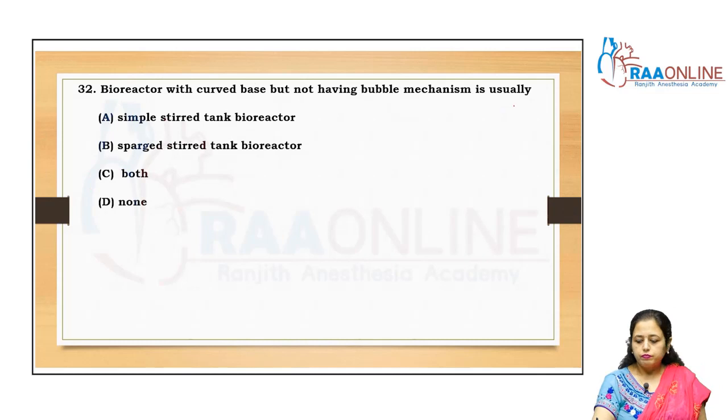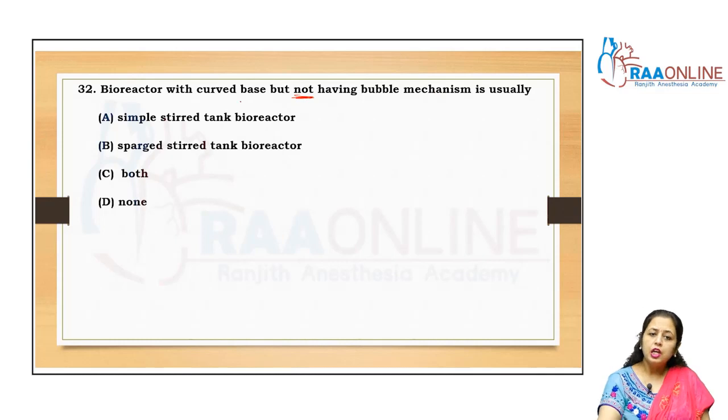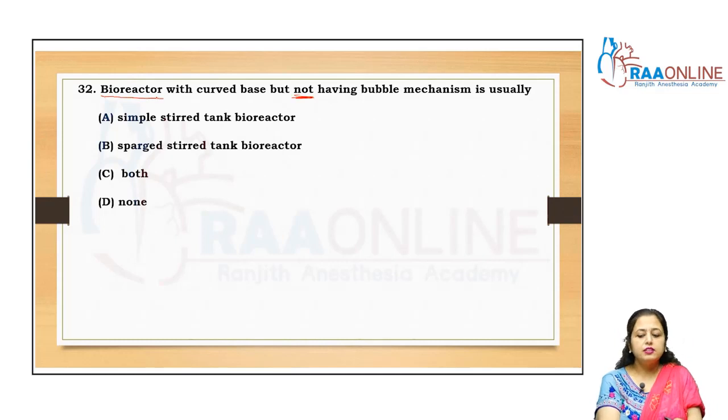Come to the next question. Bioreactors with a curved base but not having the bubble mechanism are usually present in. Now the question is, what is that bioreactor? This bioreactor acts as a vessel which provides the optimal condition for achieving the desired product. It provides the optimum growth conditions like the temperature, the pH, the substrate, the salts, the vitamins, all these things. So these are called the bioreactors.